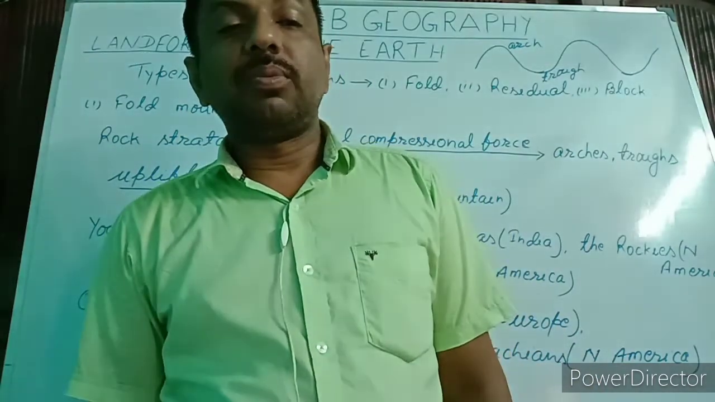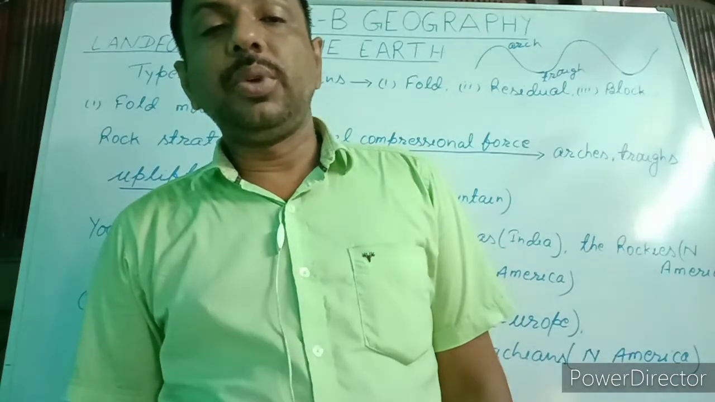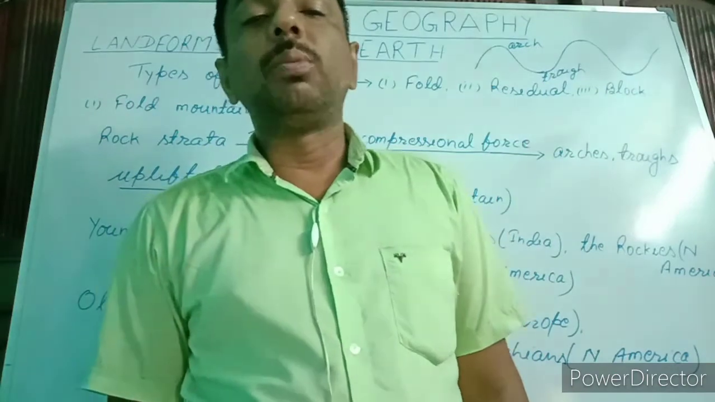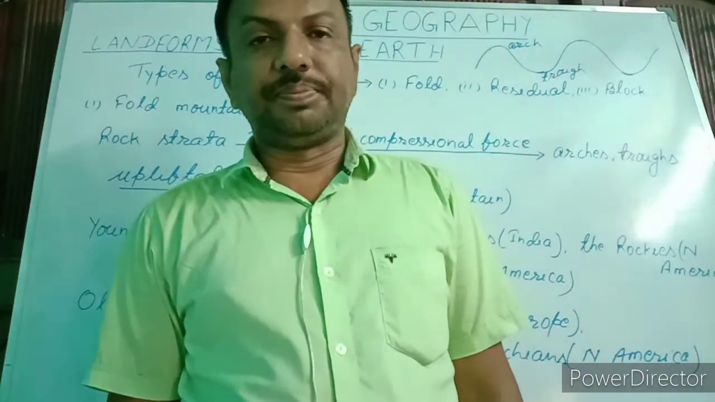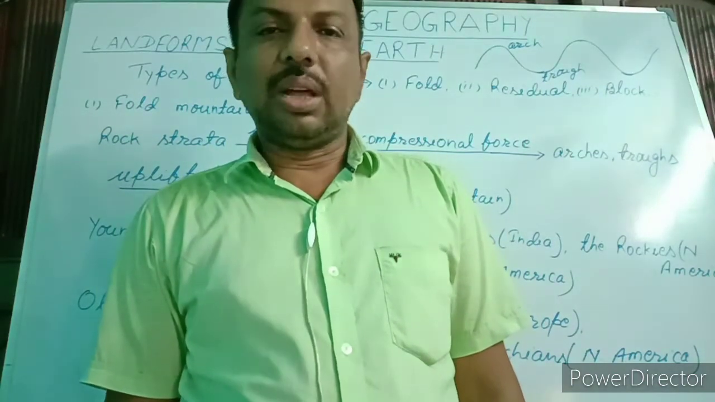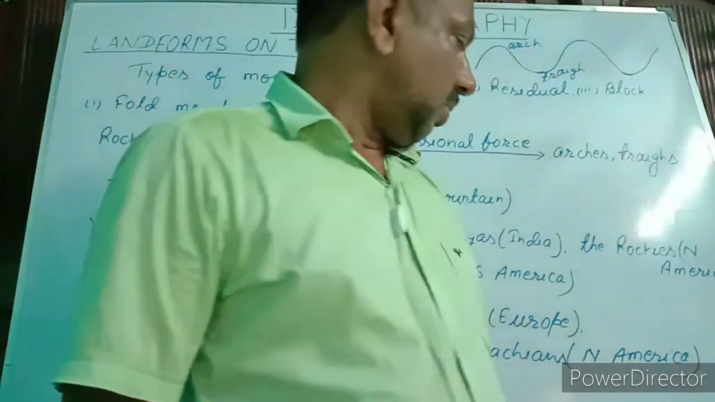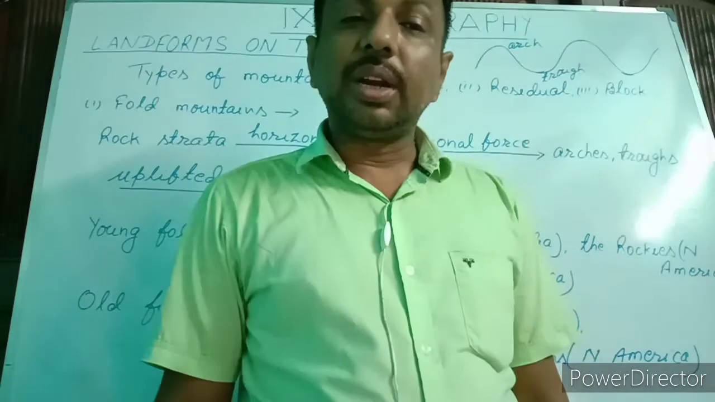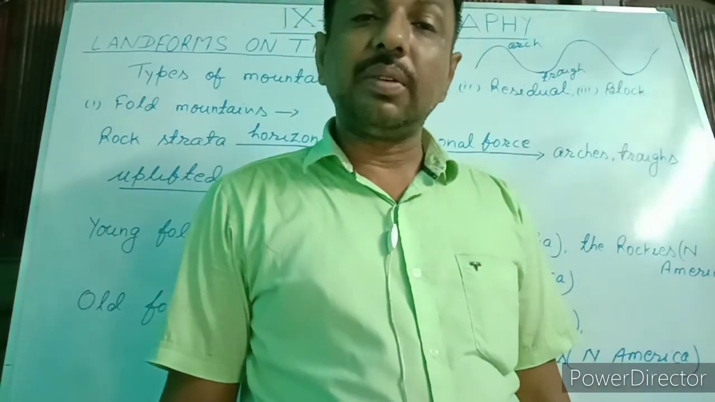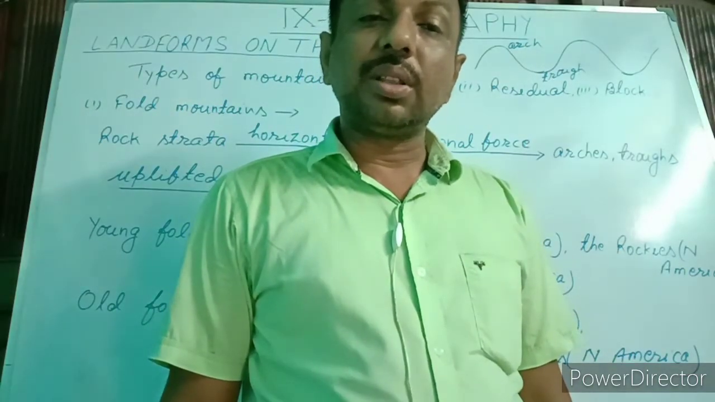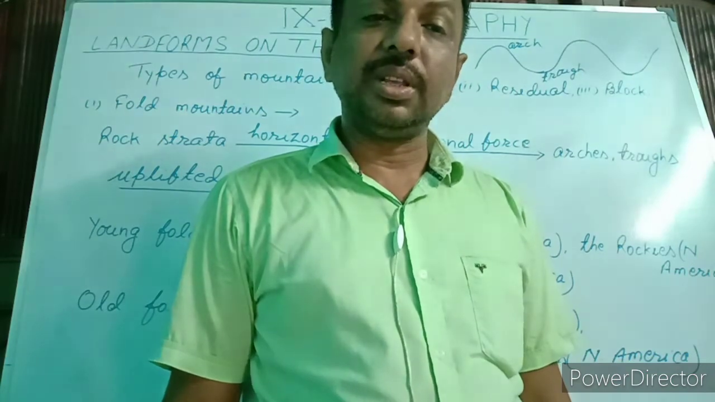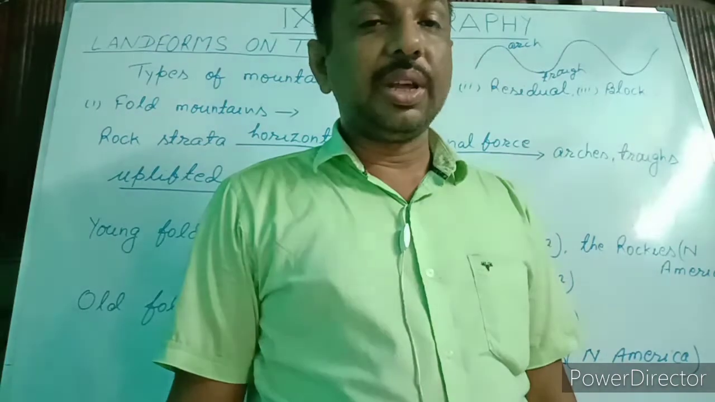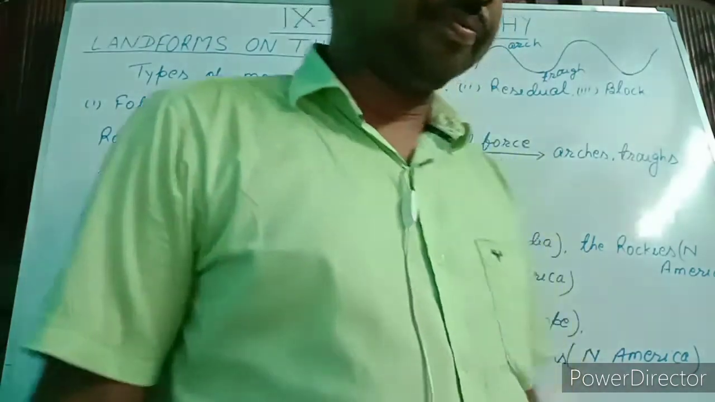As examples of old fold mountains in the world, we can take the name of the Ural in Europe, the Appalachian in North America, and one more we can take the Aravalli. The Aravalli, that is the oldest one. The Aravalli is the oldest one on the Earth's surface. These three: the Ural in Europe, the Appalachian in North America, and the Aravalli in India.